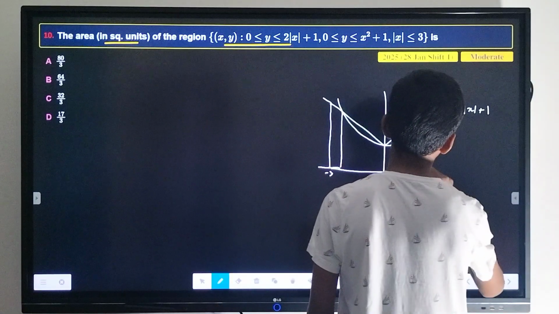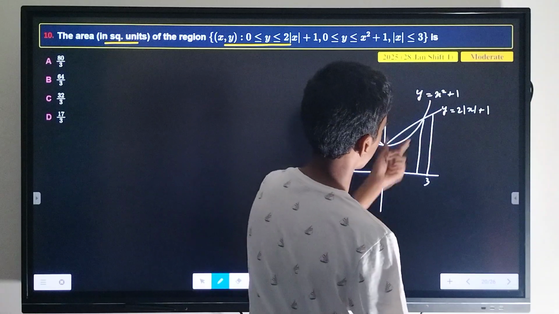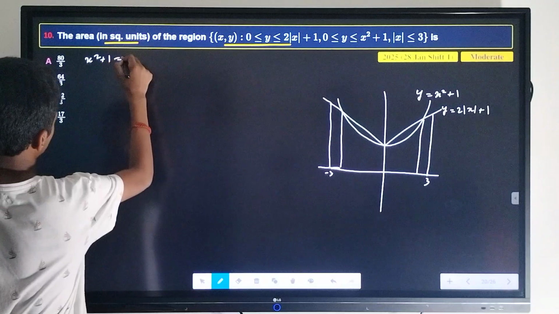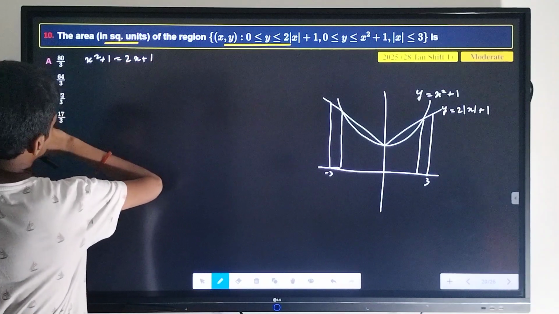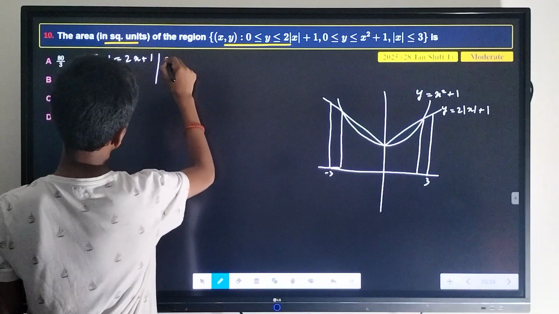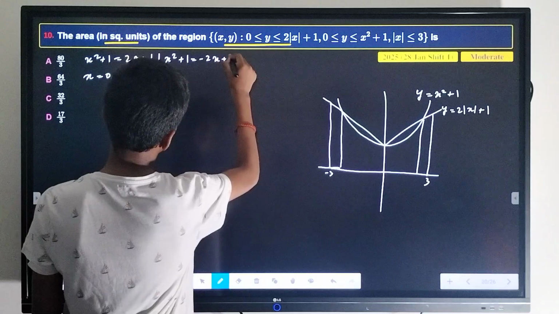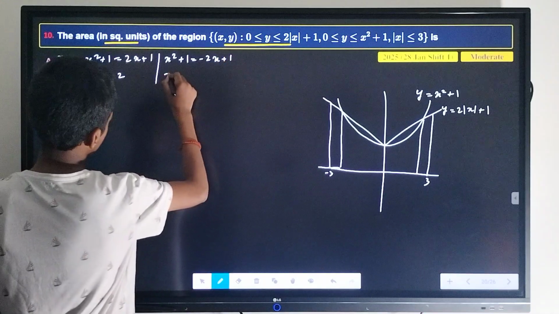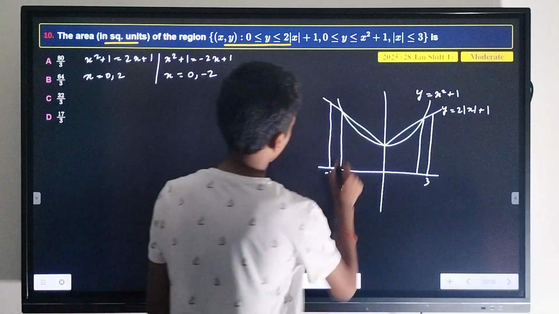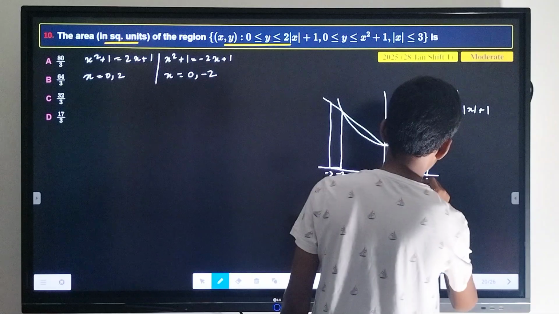Now let's find the intersection of these two curves. So x square plus 1 is equal to 2x plus 1, so x is equal to 0 comma 2. The other is x square plus 1 is equal to minus 2x plus 1. From here x is equal to 0 comma minus 2. So this is at minus 2 and this is at 2.